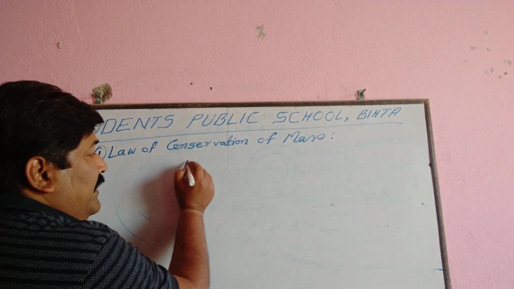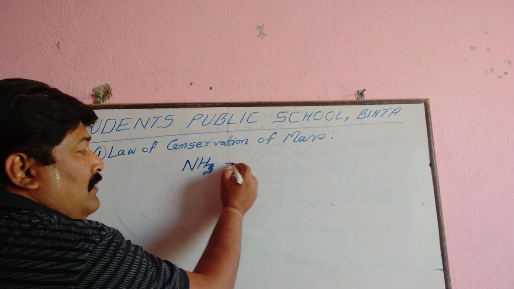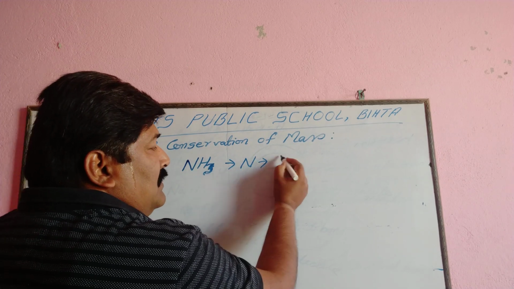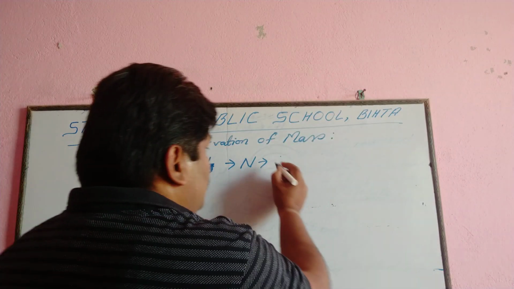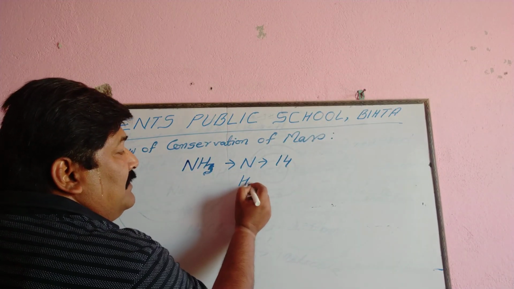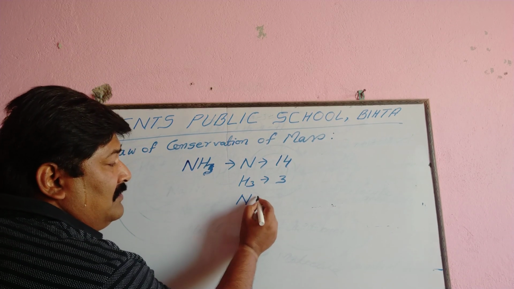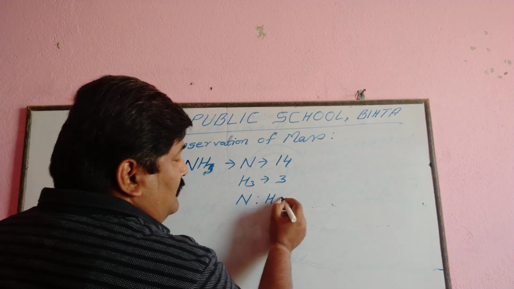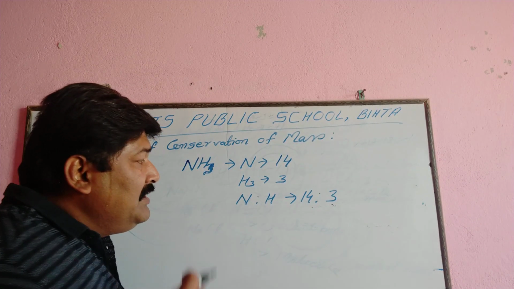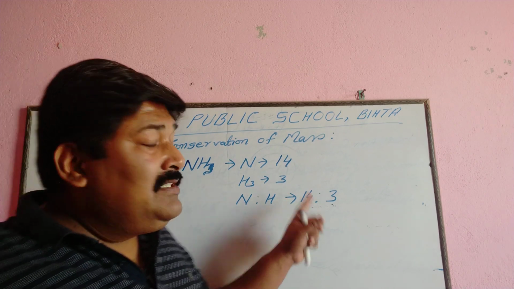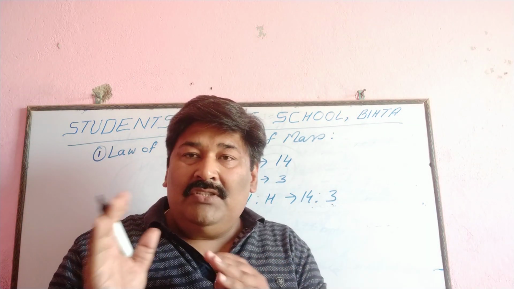If we take another example, of ammonia, NH3, nitrogen atomic mass. What is the atomic mass of nitrogen? 14. H3, 3. So what is the ratio here of nitrogen and hydrogen? Nitrogen is to hydrogen, here ratio is 14 is to 3. If we take 14 gram of nitrogen, it will react with 3 gram of hydrogen. That is compulsory. So ratio is always fixed.